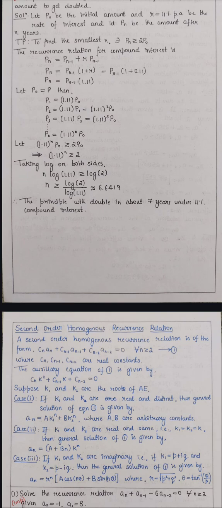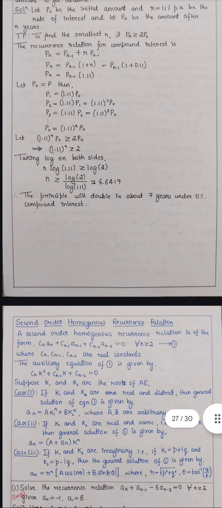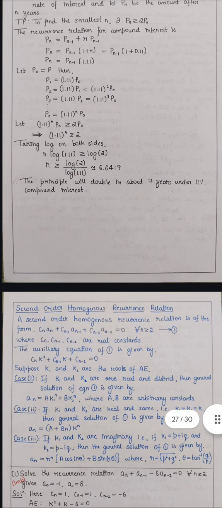So let P0 be P. Then we have P1 = 1.11 P0, P2 = 1.11 squared into P0, then Pn = 1.11^n into P0. We need 1.11^n into P0 to be greater than or equal to 2 P0.